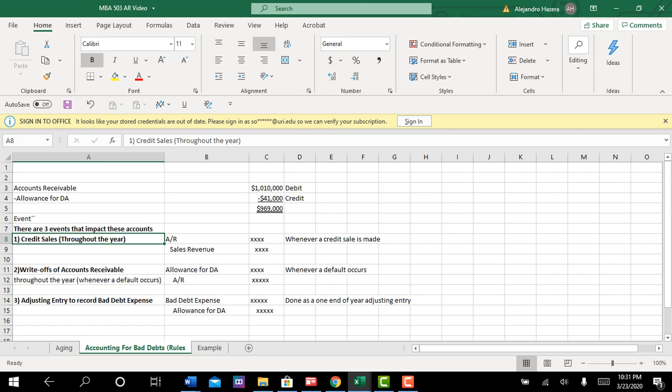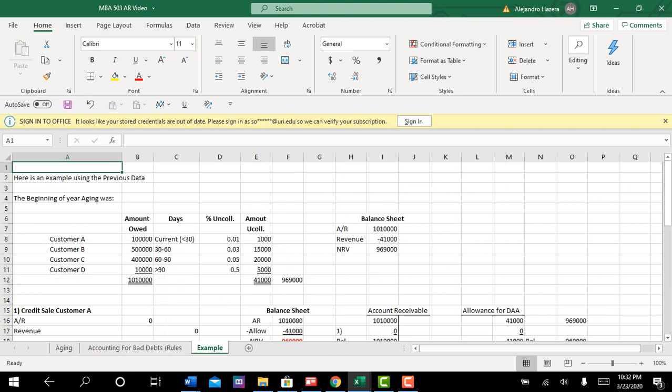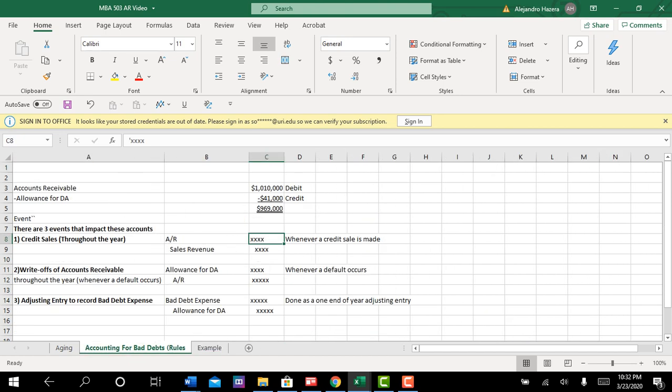Okay, so these are the 3 events that can impact the accounts receivable and the allowance accounts. There's 3 events that can impact these. Now I've got X's over here, I've got X's there. I'm just giving you the 3 journal entries, and I'll talk a little bit about them. And then after that, we'll go over to our numerical example over here. Okay, so anyways, here's what we got.